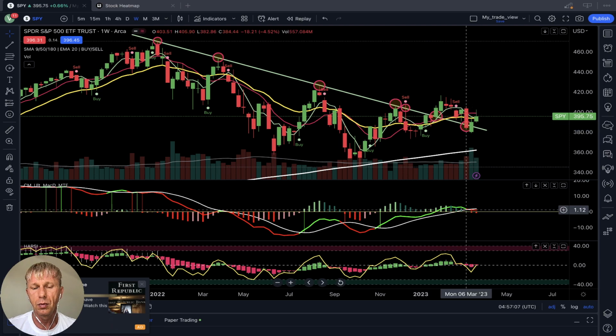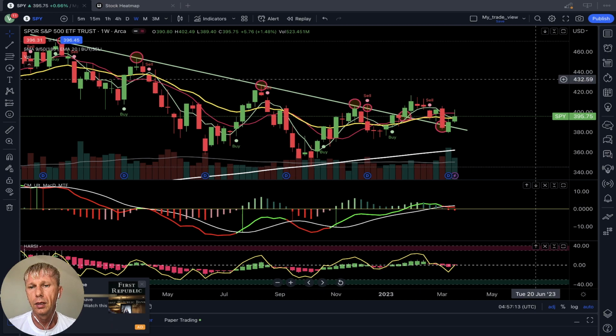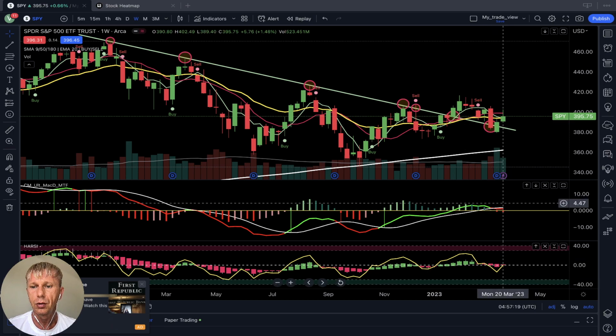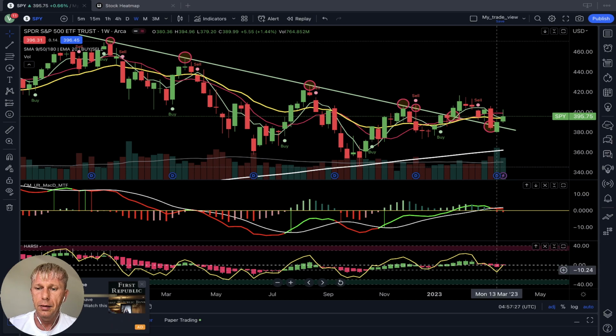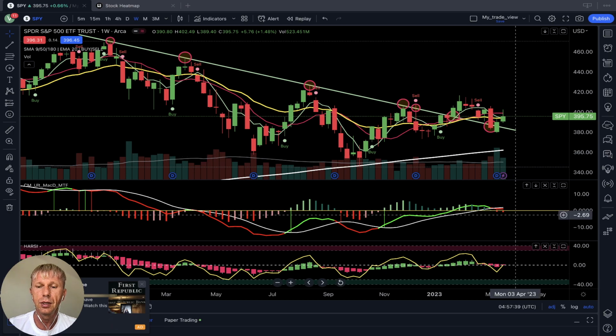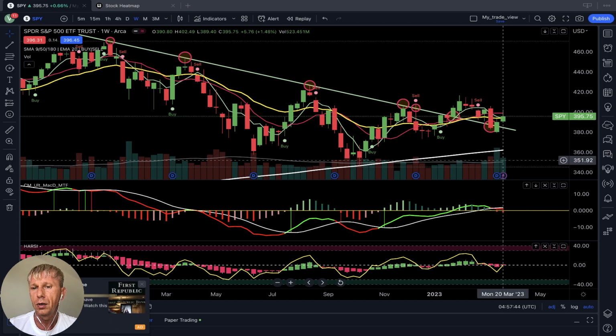MACD indicator, let me maximize it a little bit. MACD indicator still red. Heikin-Ashi bar is red, but it's above the zero line, above the yellow line, above the zero line. It's a bullish territory, bullish zone. RSI at the zero line, Heikin-Ashi bar still red. Still bearish trend on the weekly time frame for SPY. No changes, still bearish trend. And volume, look at that: previous week was higher, this week was lower, volume decreasing, still bearish trend.